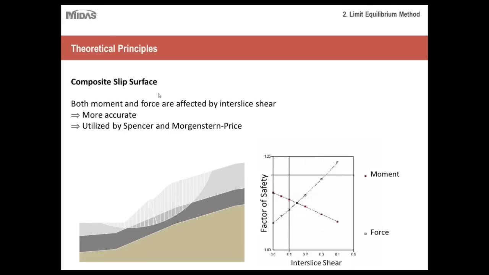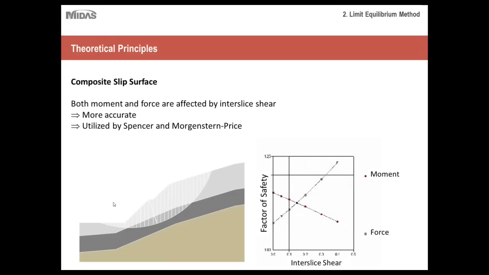Okay, and now we have a composite slip surface, which is typically the most widely used type of surface. So once again, the main difference is that both moment and force are affected by interslice shear, specifically because of its shape. So even though it still has the sort of circular shape, as you can see, it also extends to this point beyond the end of the slope here.